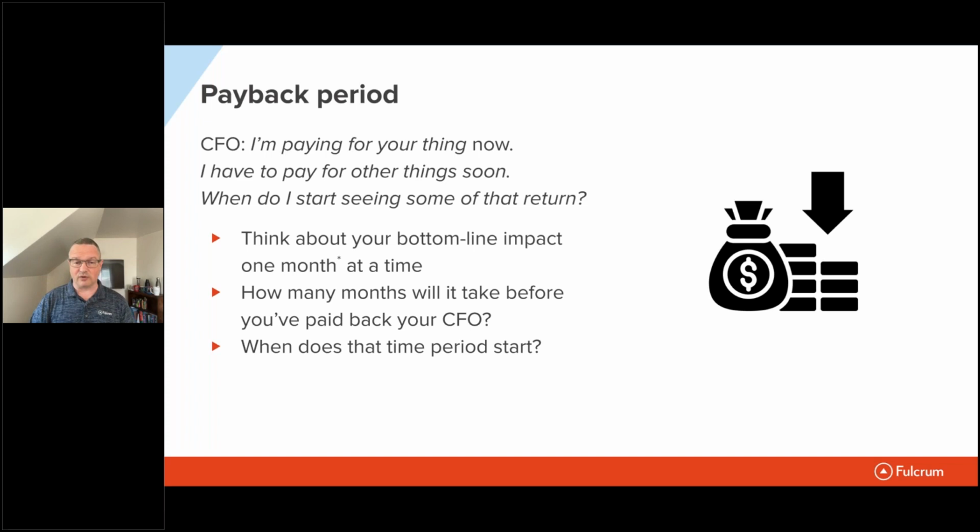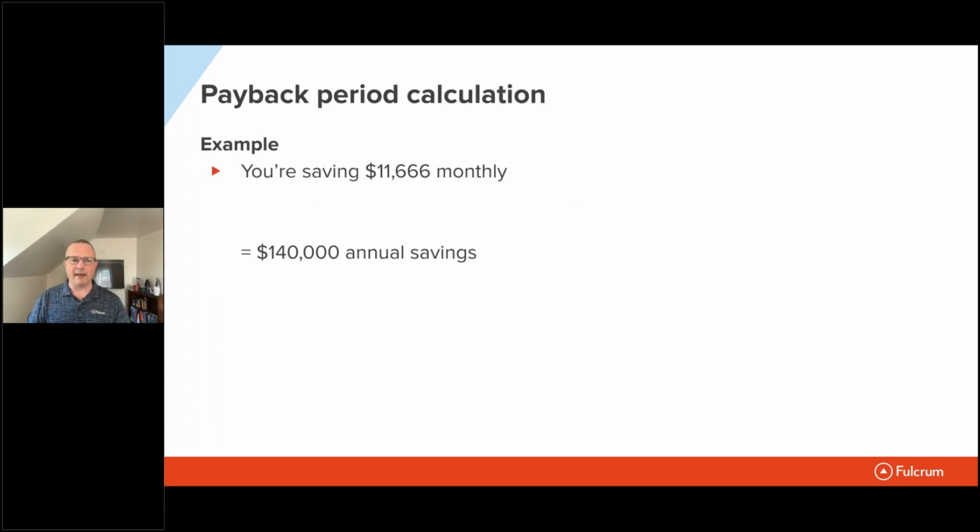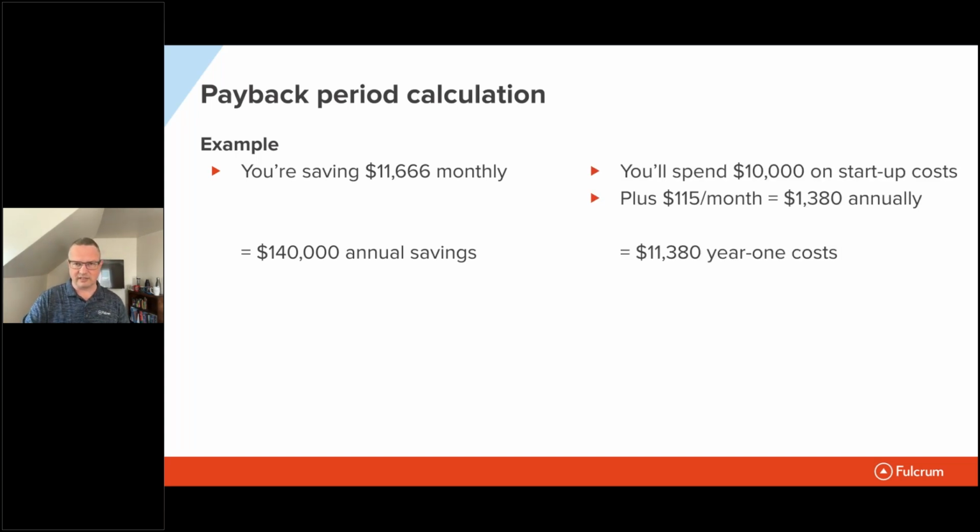Maybe it only takes 6 weeks for you to pay him back, but if it takes 1.5 years because that's the implementation time, well, that might not be a good deal, right? So we need to understand when the time period starts that he's going to start seeing that back. By the way, I'm doing this monthly, but you can do it weekly, quarterly, whatever. Here's the calculation for that payback period. You're saving these $11,000 plus monthly. That's $140,000 annual savings. Those are equivalent. You're going to see in a second. The formula uses actually just fine the $11,666 up top.